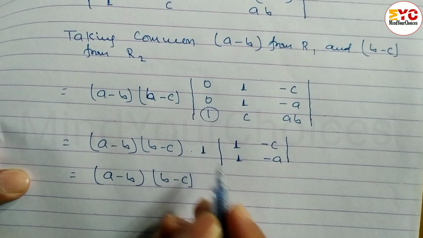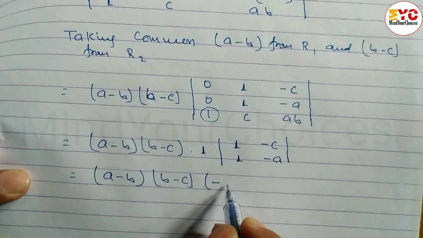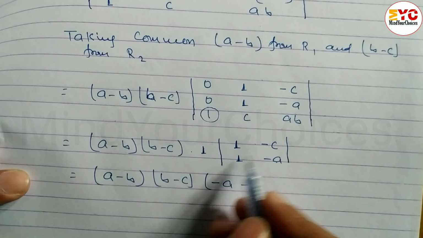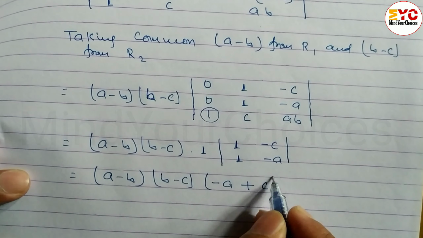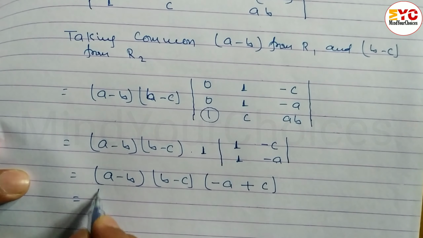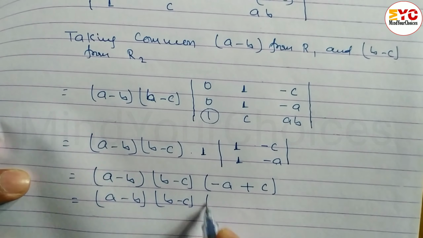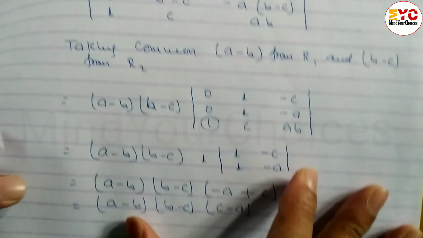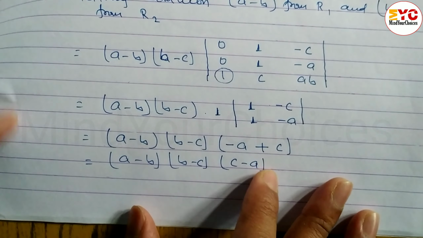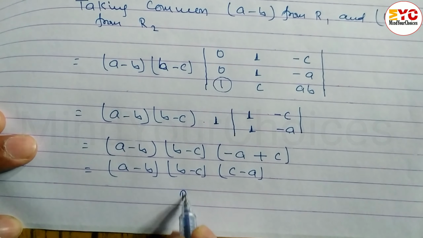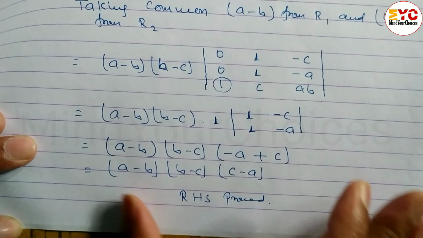B minus C, 1 no need to write, and this one 1 into minus A, minus from the formula, minus C into 1, minus plus, so plus C. So we can interchange, positive first, negative back. So A minus B, B minus C, and here C minus A. What we have to prove here is A minus B, B minus C, and C minus A. We got here A minus B, B minus C, and C minus A. At last we write down RHS proved. Hope you understand this question.